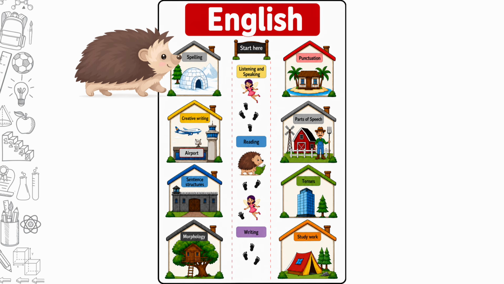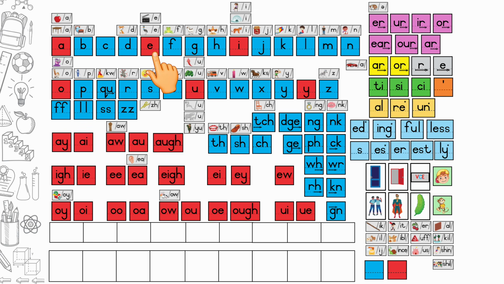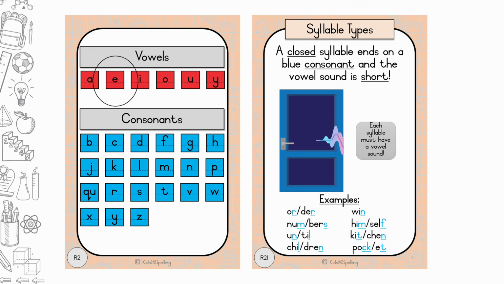Einstein is moving to the spelling igloo. Sing the alphabet song from A to Z and follow along with your finger. Repeat it and find the letter E. E belongs to the vowel group.